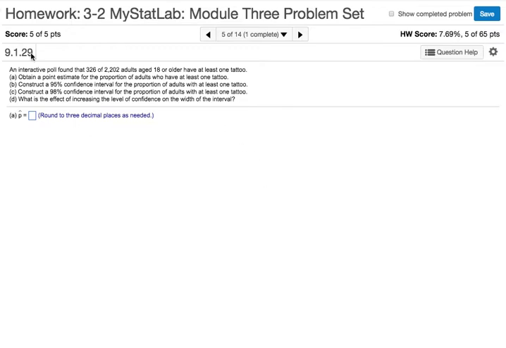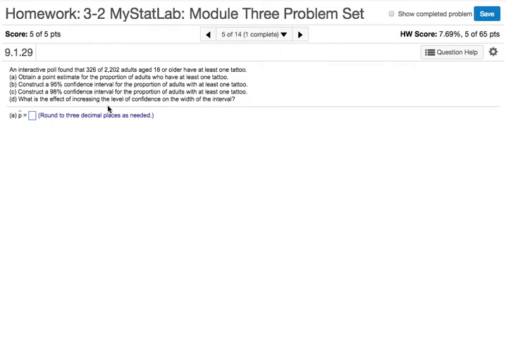The first thing we're going to look at is an interactive poll that found 326 of 2,202 adults age 18 or older have at least one tattoo. So the first thing we want to do is obtain a point estimate for the proportion of adults who have at least one tattoo. And then we're going to be looking at the confidence intervals.